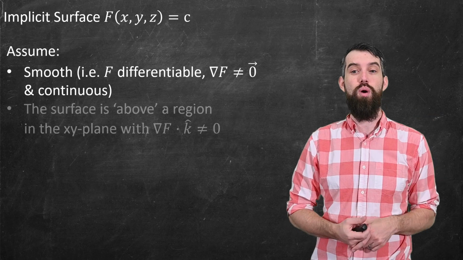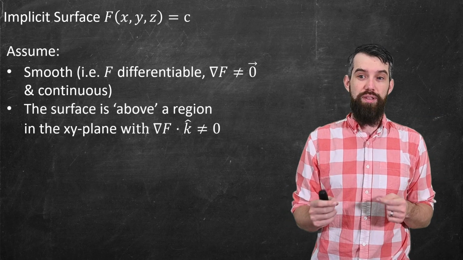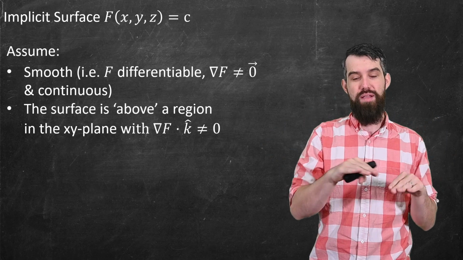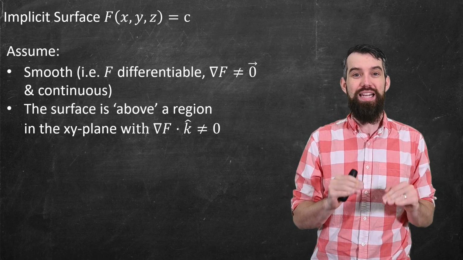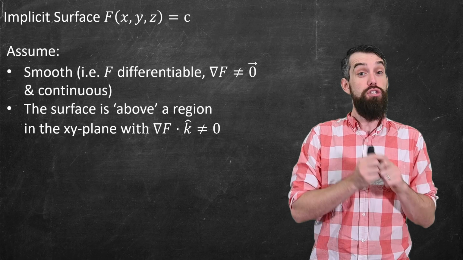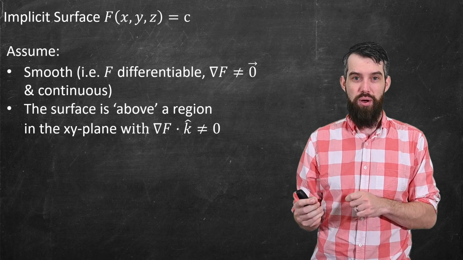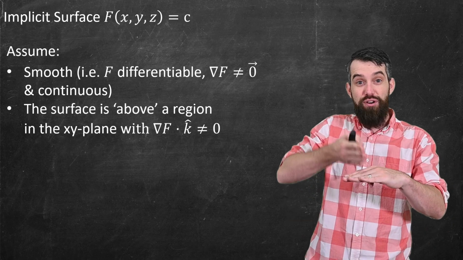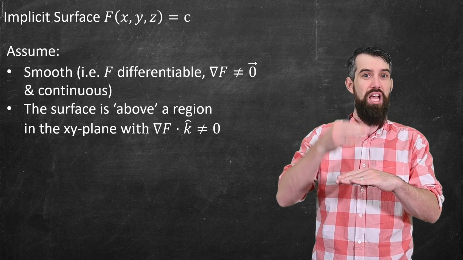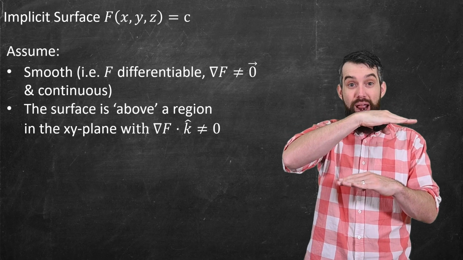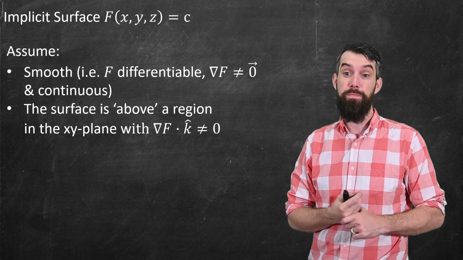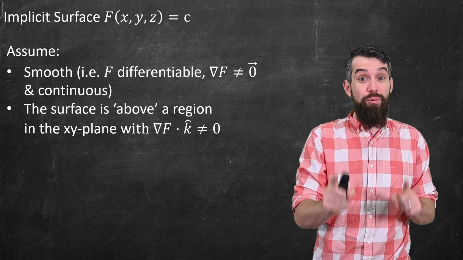And then secondly, it was what we talked about previously. I want to think about this surface as being above a particular region down in the xy plane. And what I mean in that sense is that the gradient vector dotted with k hat is non-zero. This is just to exclude the possibility that you have your xy plane down here and, for example, a straight vertical surface, where the gradient vector would be parallel to the xy plane and have this dot product of 0. Okay, so given those two assumptions, then we get our formula.